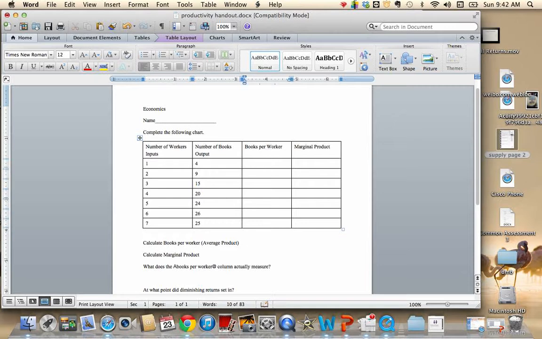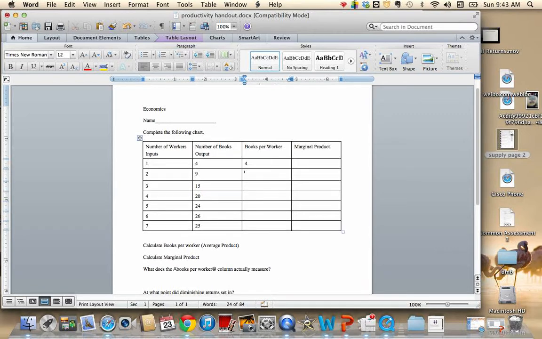And so when we have one worker making 4, 4 divided by 1 is 4. When we have 2 workers who make 9, we are making 4.5. When we have 3 workers making 15, 15 divided by 3, on average each one is making 5. We have 4 workers making 20, once again on average each one is making 5. When you have 5 workers making 24, on average each one is making 4.8. When you have 6 workers making 26, on average each one is making 4.3. And when you have 7 workers making 25, on average each one is making 3.6.